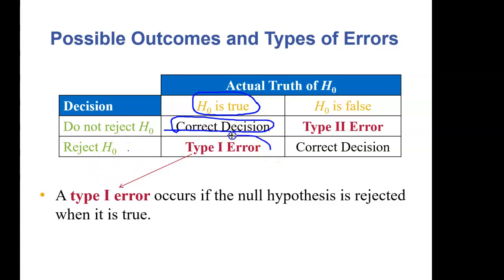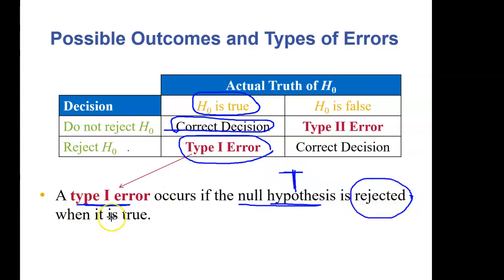You made a wrong decision. That means it's your type 1 error. So type 1 error occurs when your null hypothesis is actually true, but you are saying it's false and you're rejecting it. I repeat, your type 1 error occurs when your null hypothesis is actually true, but you're rejecting it because you think it's false.